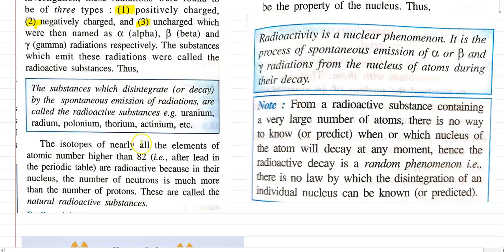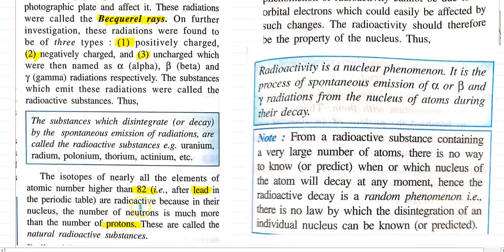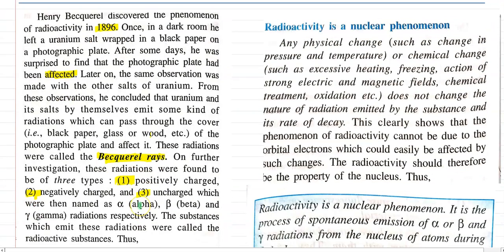I have told that the isotopes of nearly all elements with atomic number higher than 82, after lead on the periodic table, are radioactive because in their nucleus the number of neutrons is much more than the number of protons. These are called nuclear radioactive substances. So radioactivity is a nuclear phenomenon.